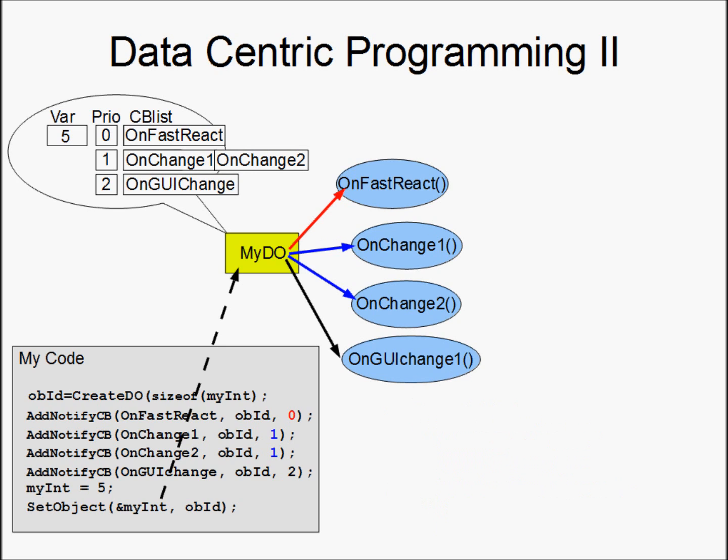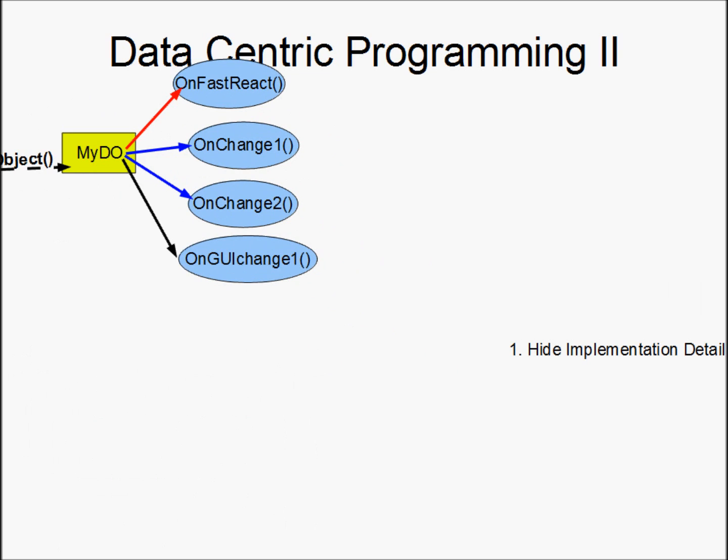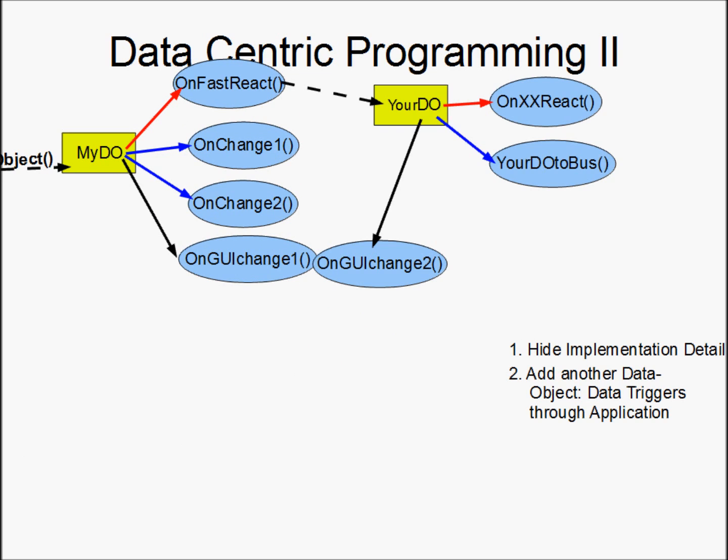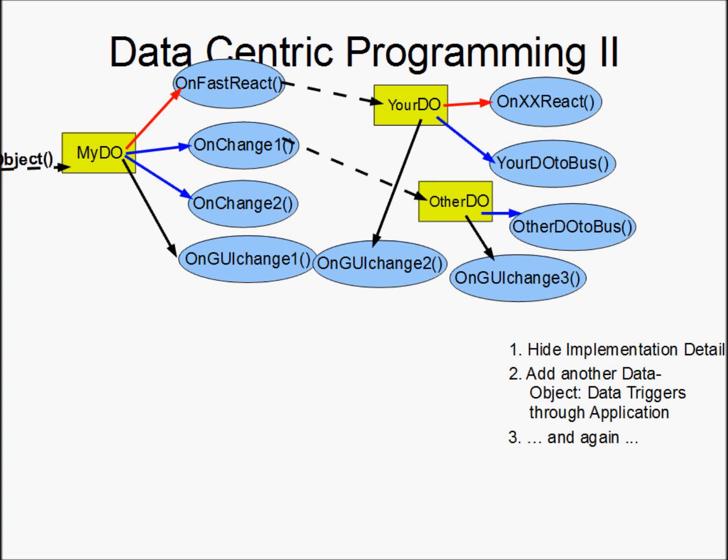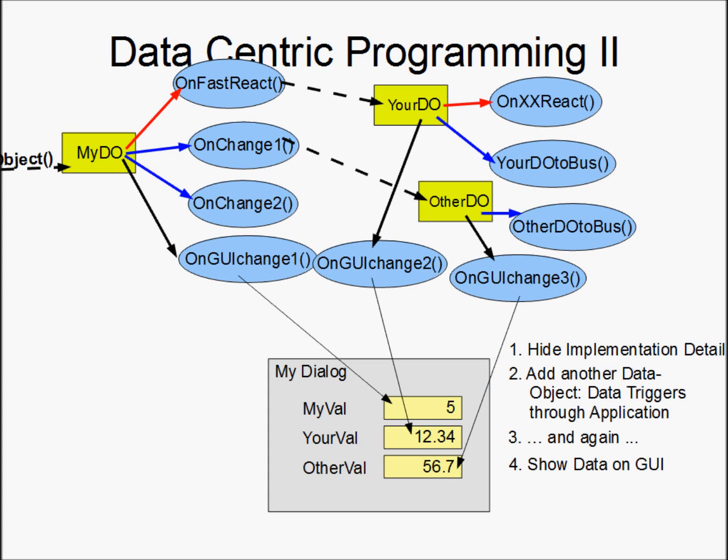Before I start making the application more complex, I want to hide an implementation detail. Now I add more data objects and subscribers to create a more complex system. The broken line means that the subscriber functions calculate new values of another data object. Dynamically changing data can also be shown and edited on a graphical user interface by linking it to standard controls.